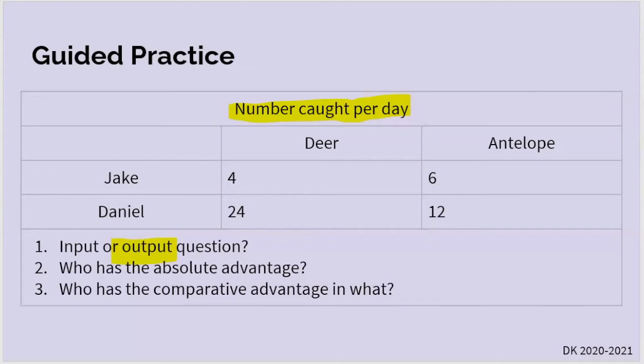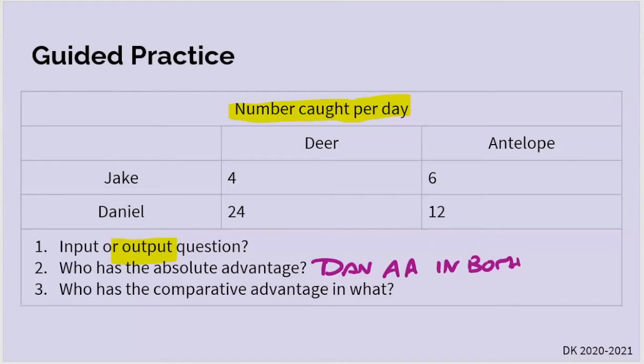So who has the absolute advantage? Well, here it's Daniel. Daniel has the absolute advantage in both deer and antelope. Why? Because Daniel can catch more deer than Jake, 24 to 4. Daniel can also catch more antelope, 12 to 6, which, thinking about it, 24 and 12 is just an insane number of animals to be catching in one day. So Daniel has the absolute advantage in both.